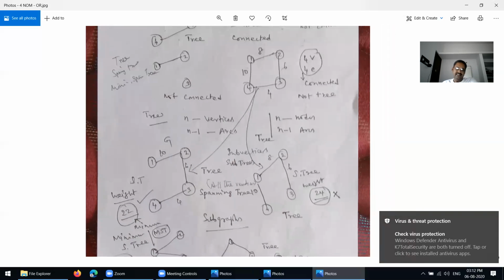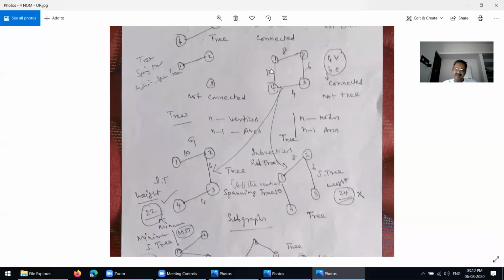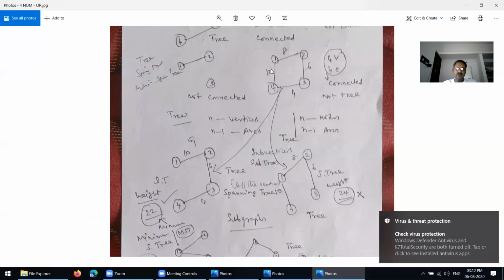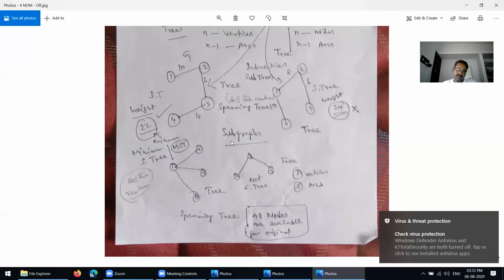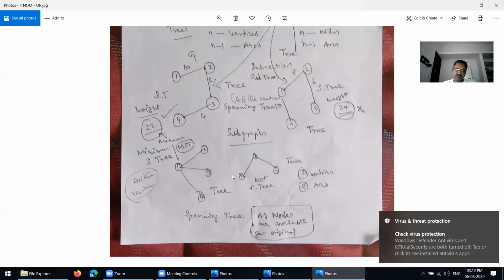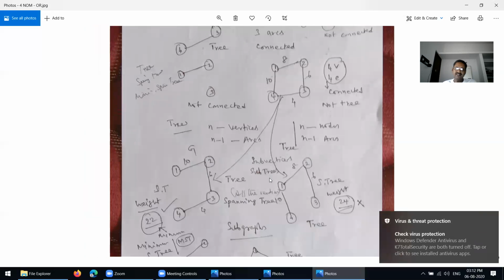This one is a connected graph, but not a tree. But we have to make it into many subsets of trees. So these are the examples. This one is one type of tree, another type of tree. This one is another type. This also is a tree. All are subsets of this one.